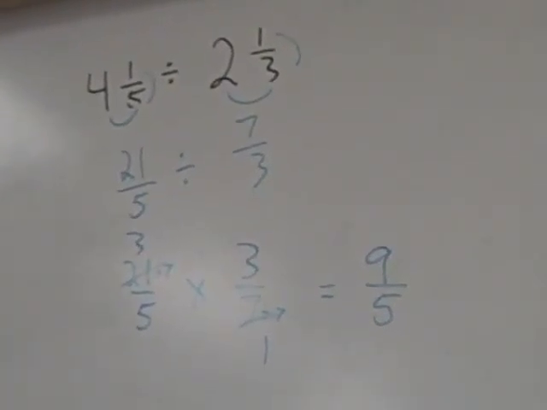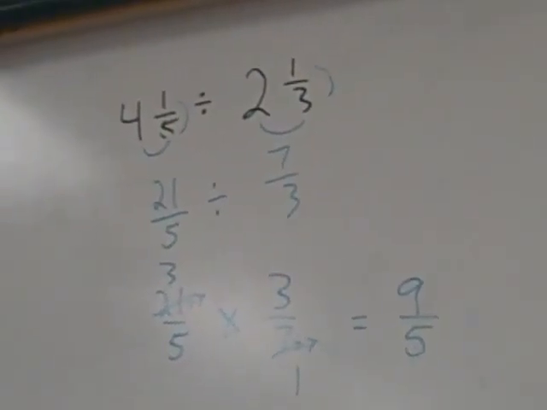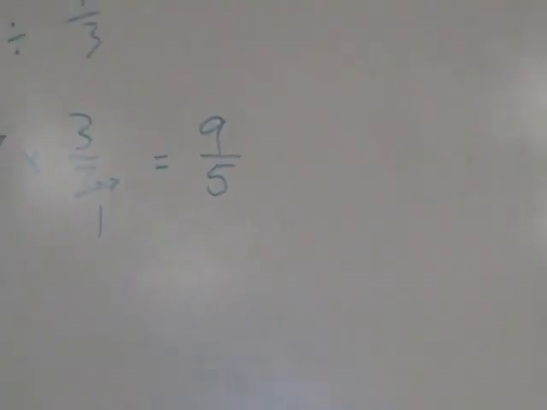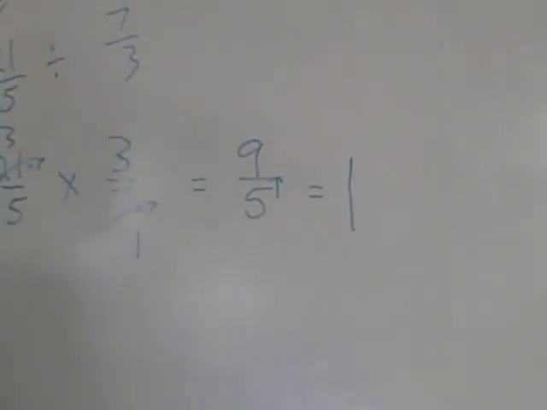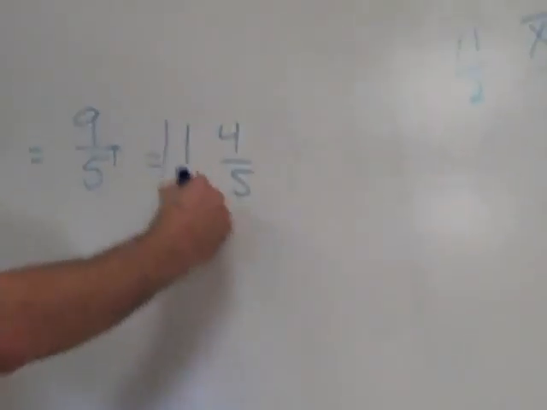Well, we can't. Can we simplify it any further down? What can we change it to? Bottom into the top to make a mixed number, right? So 5 into 9. 1. What's left over? 4 over 5.